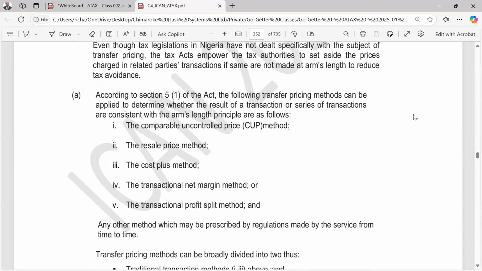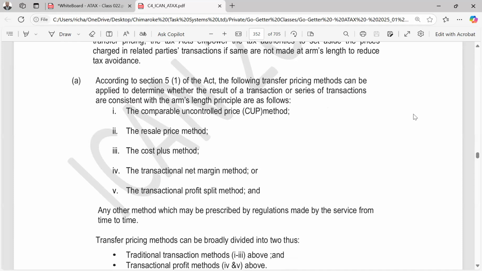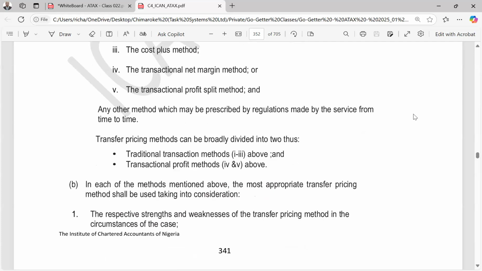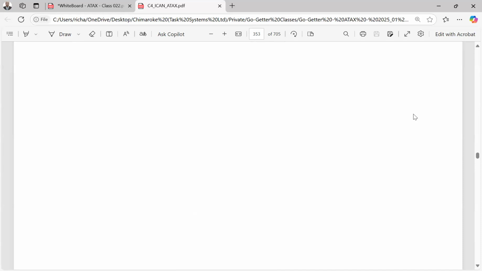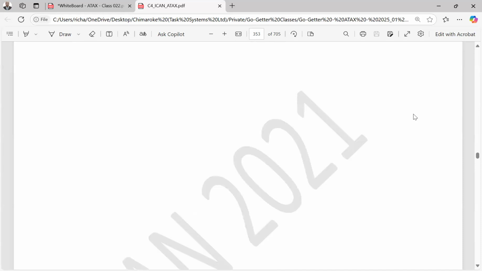The first one is called the CUP method. It is called comparable uncontrolled price. We'll talk about it. Then we have the resale price method, then the cost plus method, the transactional net margin method, and the transactional profit split method. Now let's talk about each of them. The first one is the CUP method.